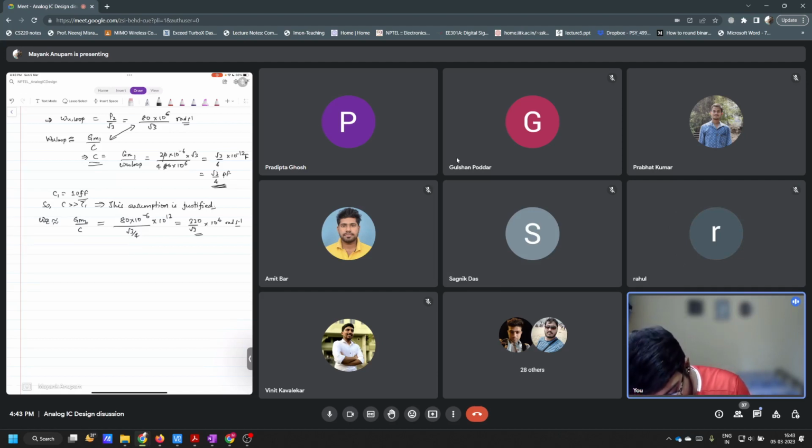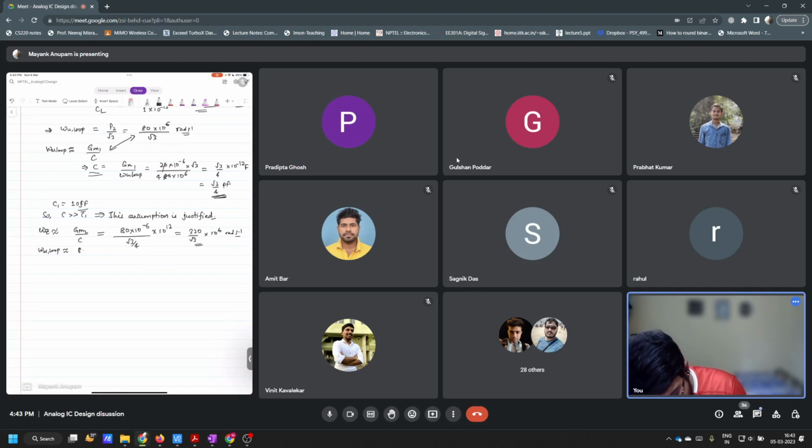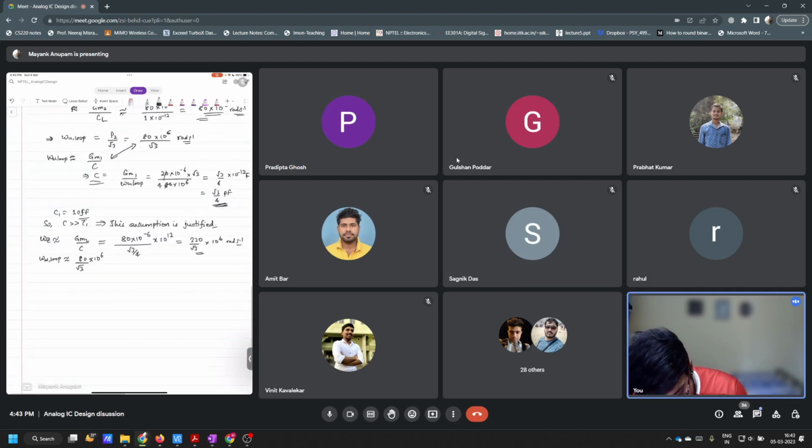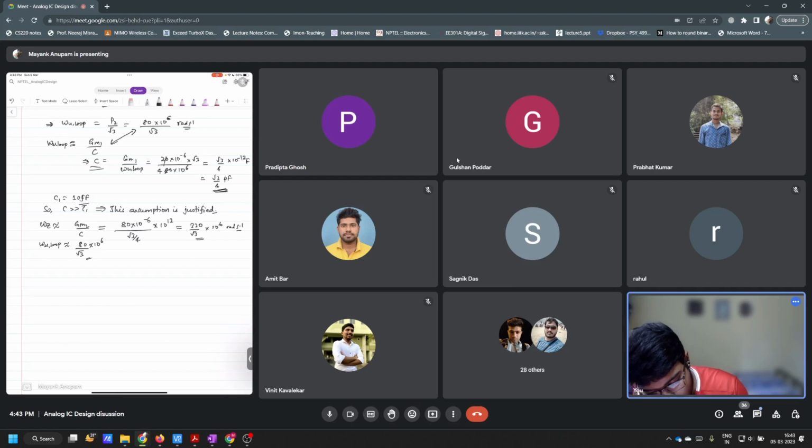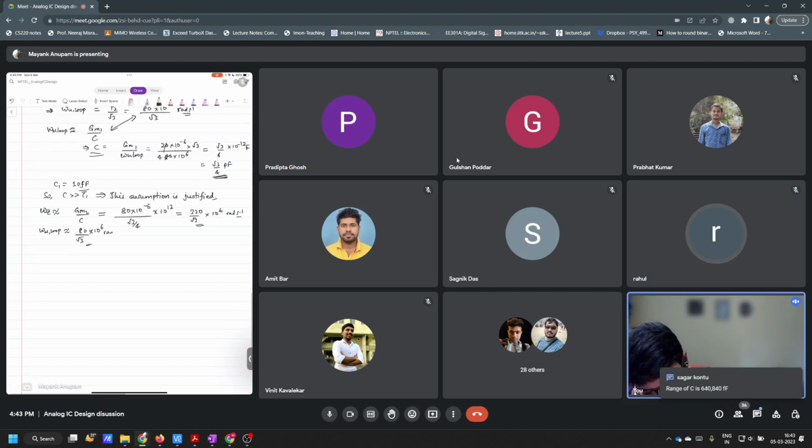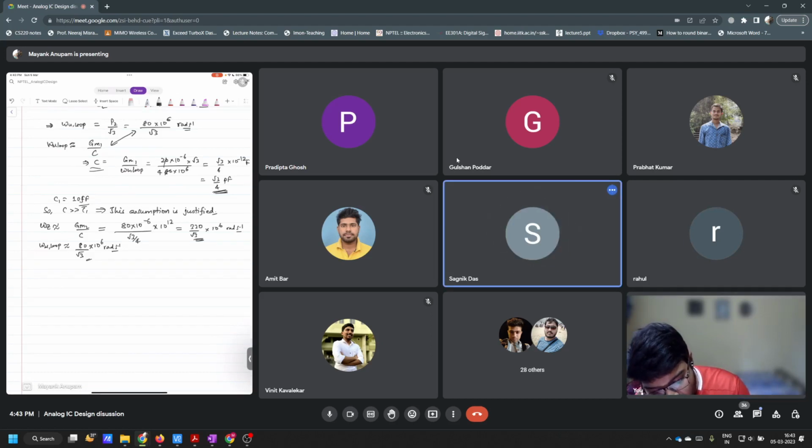And what is the value of omega u loop? What was omega u loop? 80 by root 3 into 10 to the power 6 radian per second. And this is basically omega z, right? So it is 4 times greater than omega u loop. So is our assumption really justified? No, sir. Right. So you'll have to calculate again.